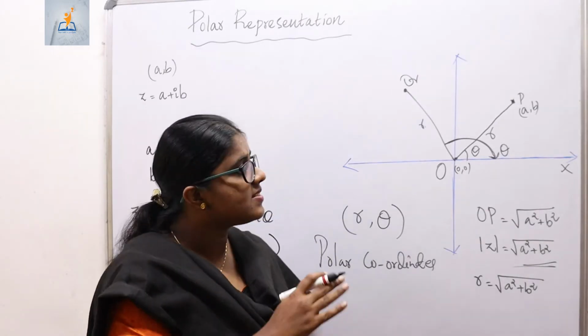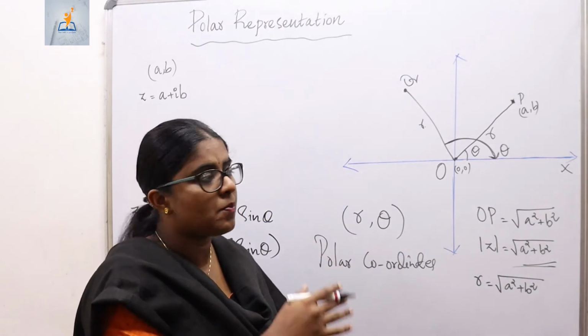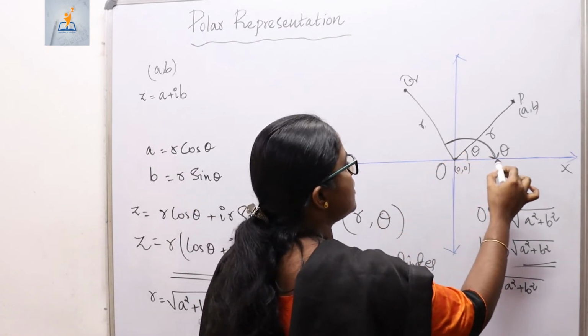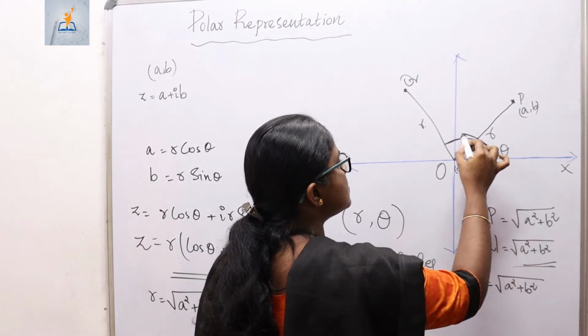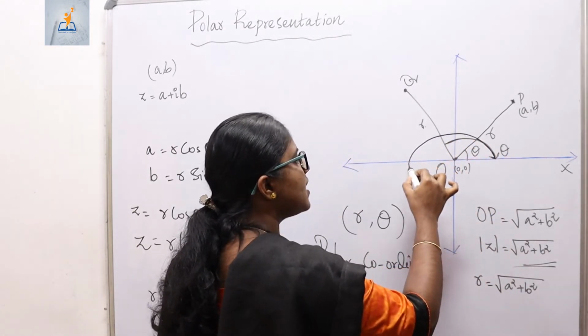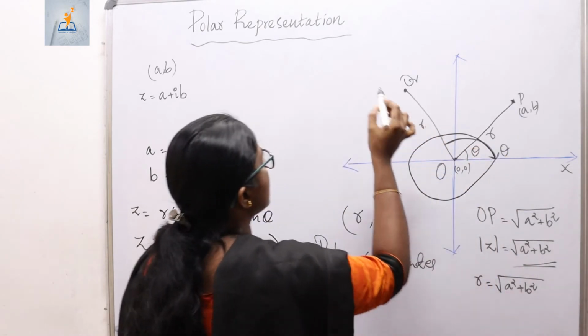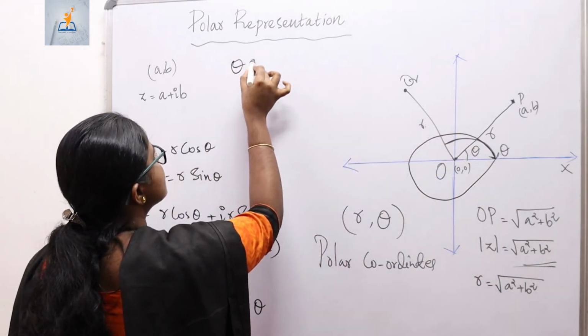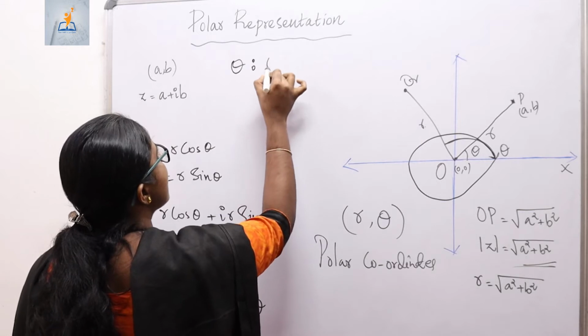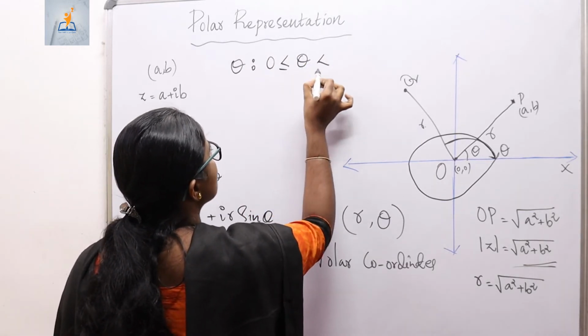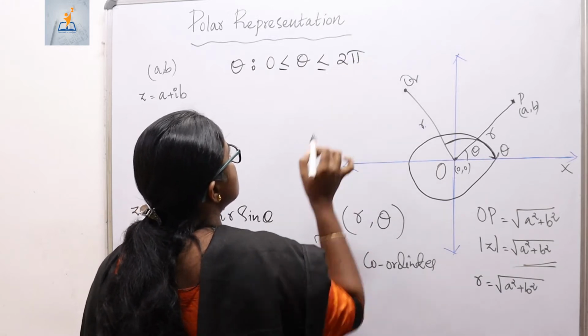Since theta is the angle which is made with the positive direction of x-axis, theta can take values from 0, pi, 3 pi by 2 and 2 pi. So theta is the angle which lies between 0 less than or equal to theta less than or equal to 2 pi.